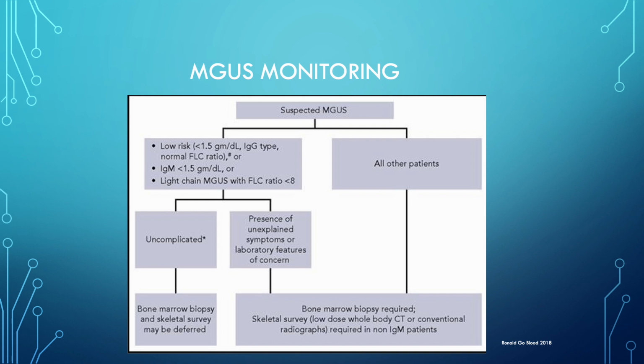Because that is required, we'll do a low dose whole body CT, that's a skeletal survey or conventional radiographs, required in non-IgM patients. And all the other patients who do not meet this criteria, the one that is written on the left hand side in the upper box, for them we go with the bone marrow biopsy, that's a must, and a skeletal survey as well.